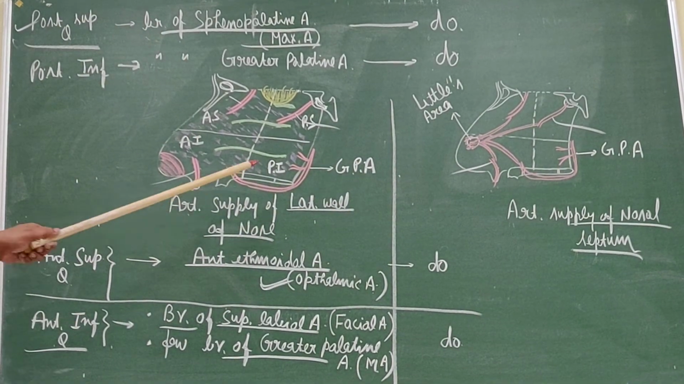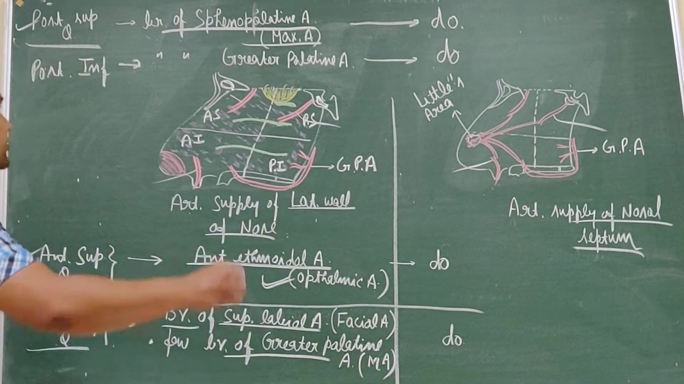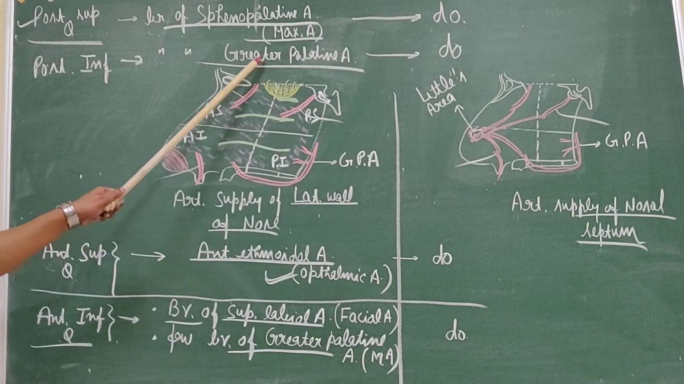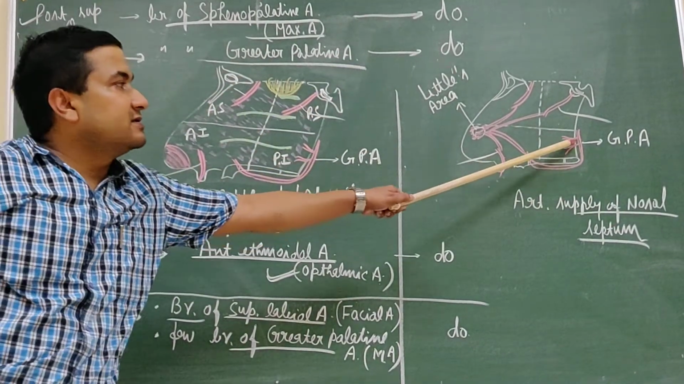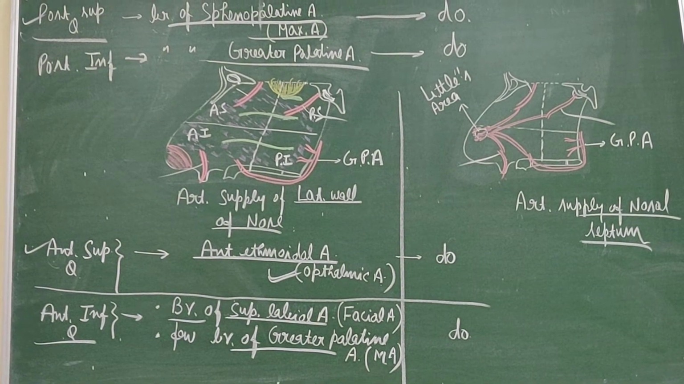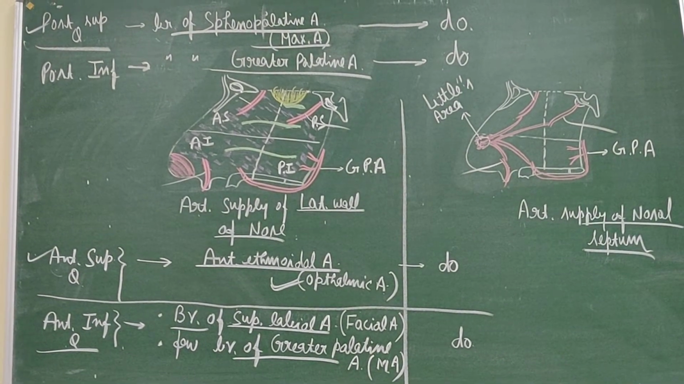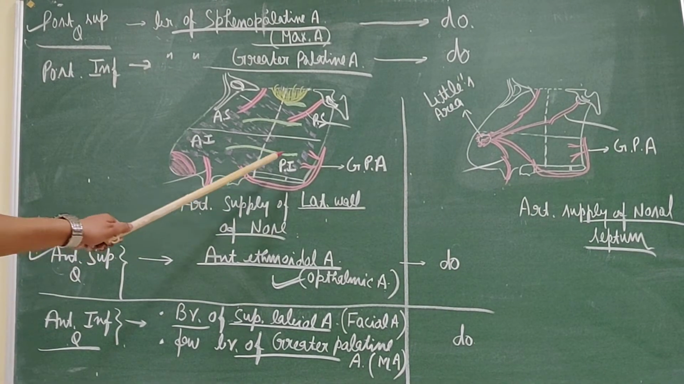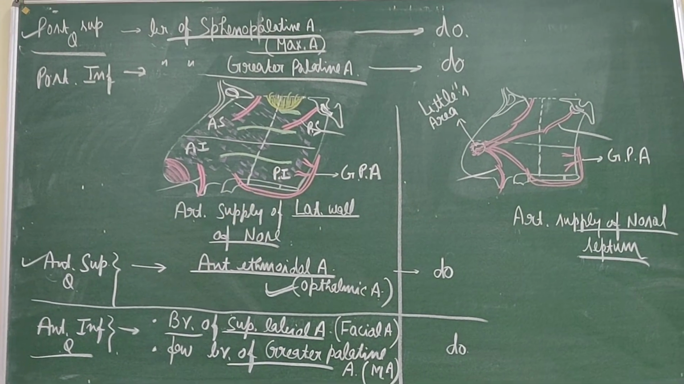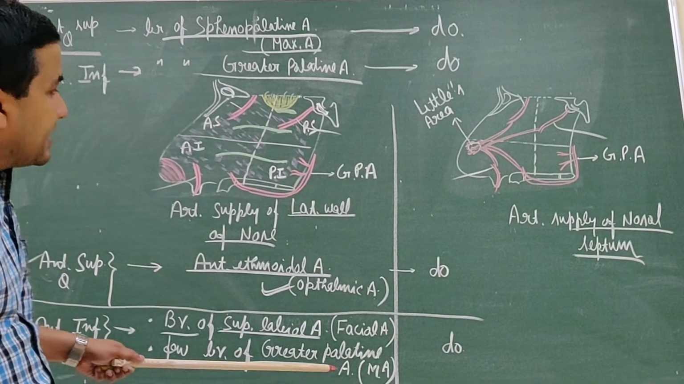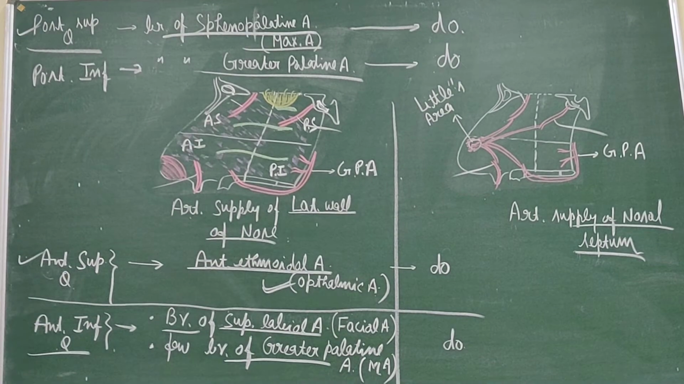Now the posteroinferior quadrant. The posteroinferior quadrant is supplied by the branches of the greater palatine artery. Its branches pierce the perpendicular plate of the palatine bone and supply this posteroinferior quadrant. And this greater palatine artery is also a branch of the maxillary artery.